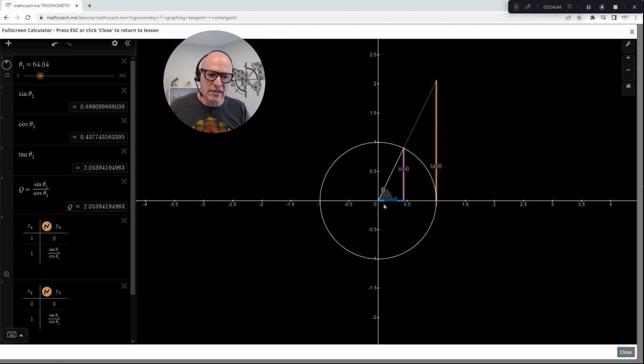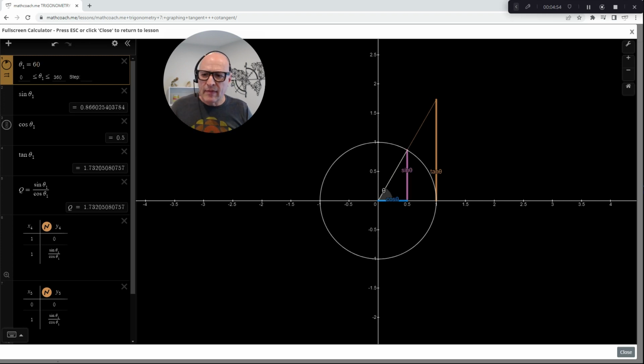Okay, cosine is adjacent over the hypotenuse. Hypotenuse is 1. That's a little less than 0.5. You know what, let's make it 60. So my cosine of 60 degrees is the adjacent side, 0.5, over the hypotenuse, which is 1 on our unit circle. Our radius is 1. So 0.5 over 1 is 0.5.